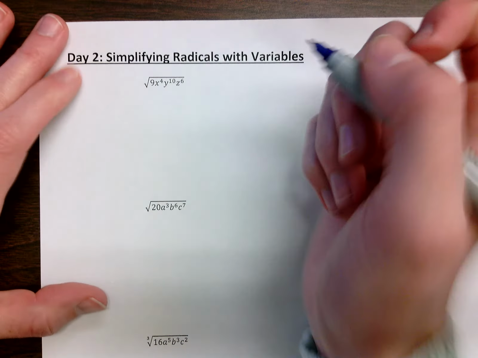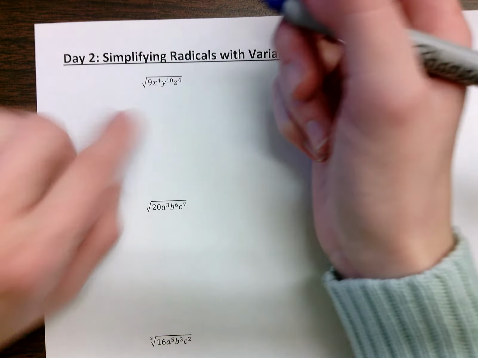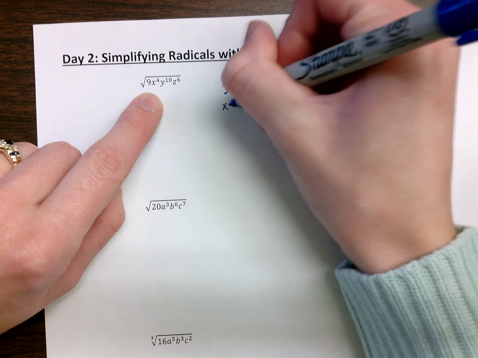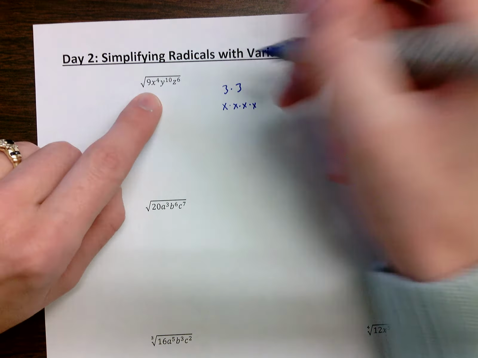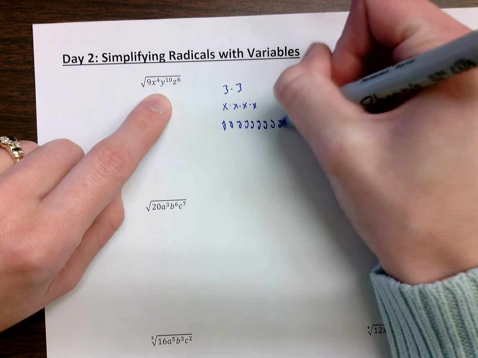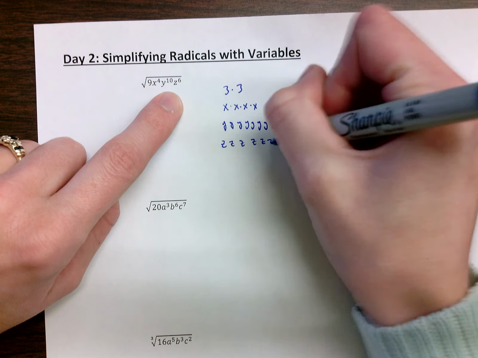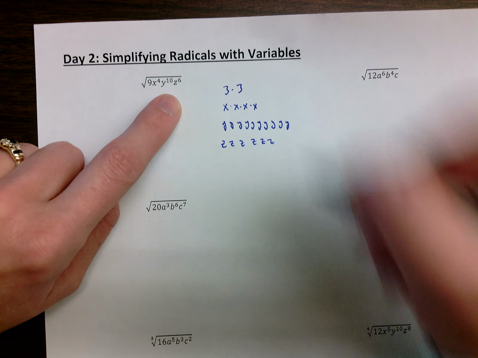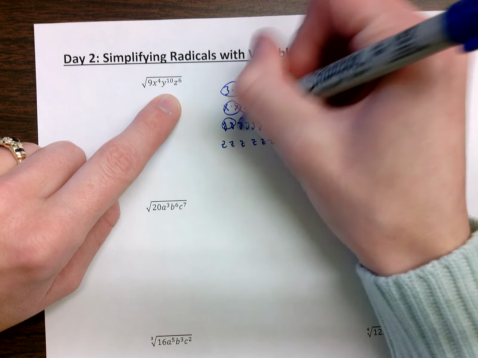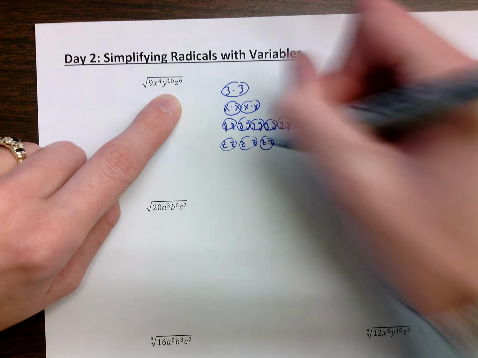So when we go to simplify this, think about what's going on here. If we think about this in terms of our birthday caking, if I break this down, the 9 is 3 times 3, and then I've got 4 x's, and then I've got 10 y's, 2, 3, 4, 5, 6, 7, 8, 9, 10, and then I've got 6 z's. So I'm looking for pairs. So here's a pair, here's a pair, here's a pair, and so on.